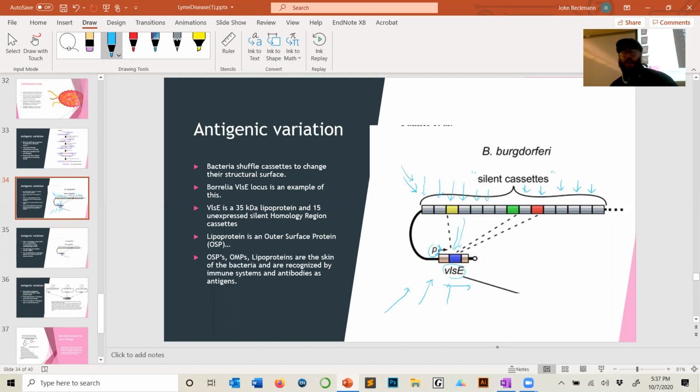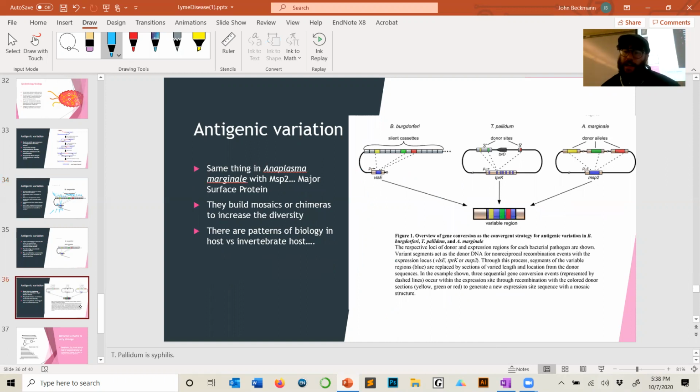Does that make sense? In these silent cassettes, there's going to be no selective pressure. These things are going to be mutating. They're still going to maintain some kind of homology, some semblance, because the mutation rate's not so high, but they're going to be changing drastically. That creates a tremendous amount of variation that can be shuffled into this cassette, and it's just shuffling all the time. So it's always changing the surface to something else. And if you look at this figure, you find this same thing in this chromosomal fragment of Borrelia.